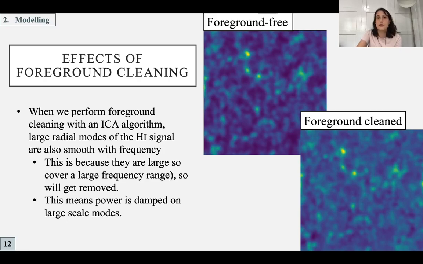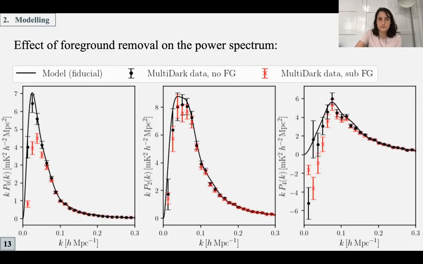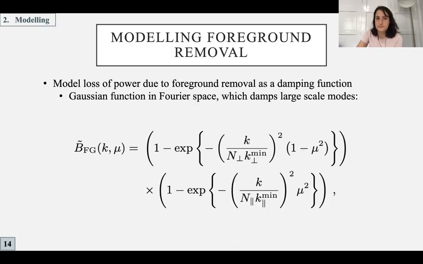As you can see here, at the top we have just an intensity mapping simulation without any foregrounds. And if we then add simulated foregrounds and remove simulated foregrounds from this, you can see at the bottom, power is clearly being damped. And here as well, you can see in terms of the power spectrum, when we measure the power spectrum of this foreground cleaned case, it's really being damped on large physical scales. And our model doesn't seem to fit it well anymore.